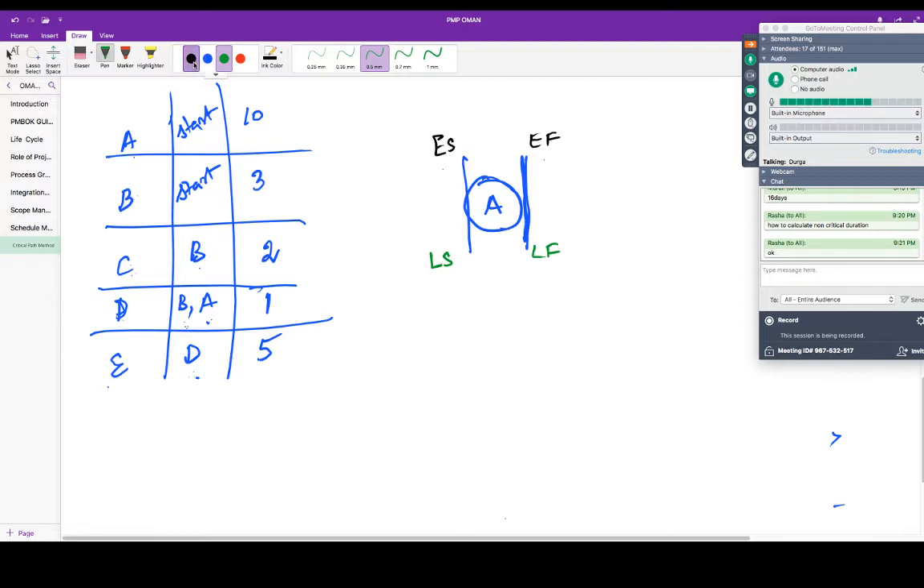Place the duration here, above the circle. And place the float here, total float. Place the total float here down. This is called total float. So this is how we are going to draw the network.